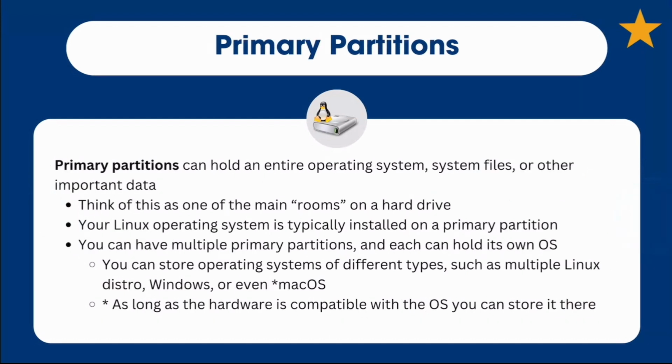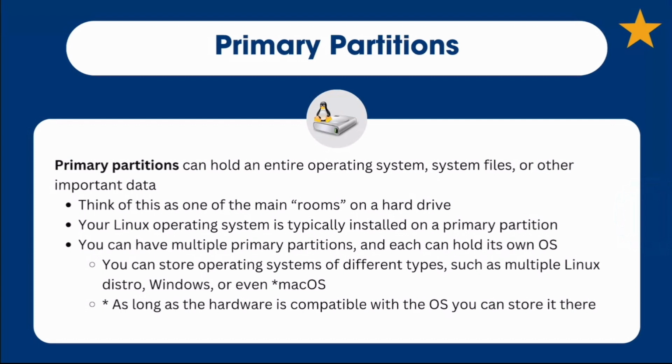So a primary partition can hold a whole operating system, system files, or other important data. Think of this as one of the main rooms in your hard drive, one of the main sections on your bookshelf. Your Linux operating system is typically installed on a primary partition. So your actual VM is running Linux, and that Linux OS is stored in a primary partition.